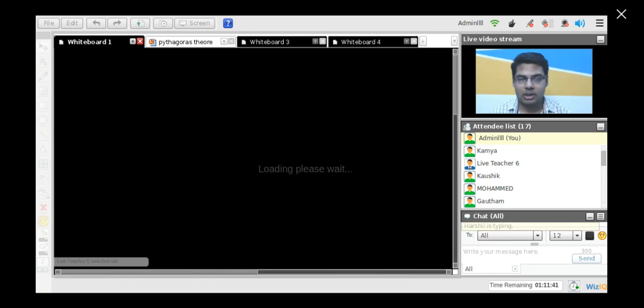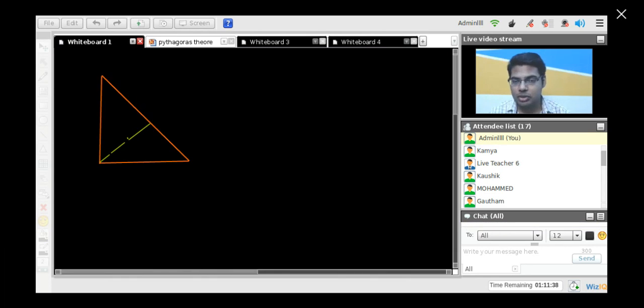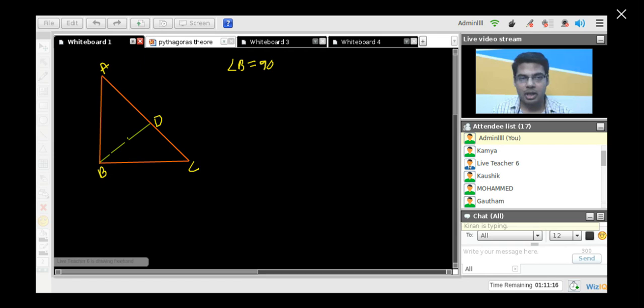Okay, Gautam. So this is the triangle, right? So a right angle triangle is given to us, and let us write down some details. So let us say this is A, right? Let us say this is B, and let us say this is C, and this is, let us say, D. Now it is given that angle B equals 90 degrees, right? And we have BD perpendicular to AC, right? Which is by construction according to the question, or basically according to the theorem.